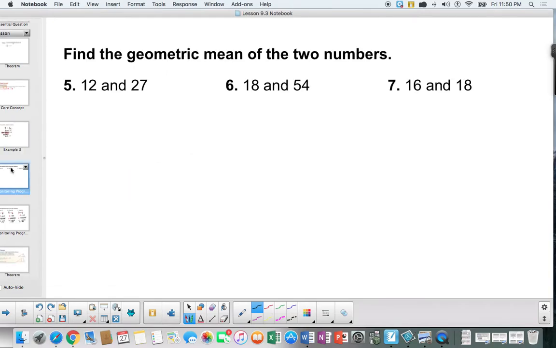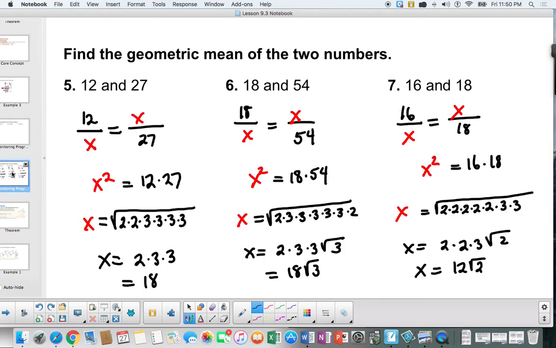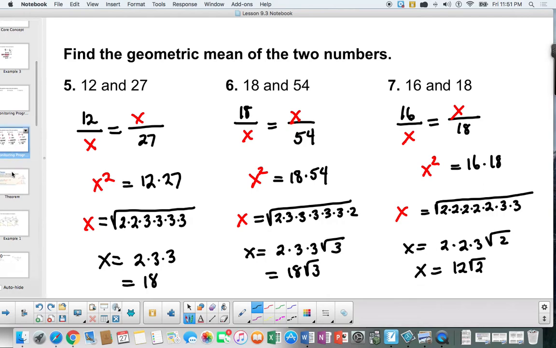Okay, now your turn to try. And here are the answers. Again, setting up the proportion and then multiplying across and then trying to simplify the square root.